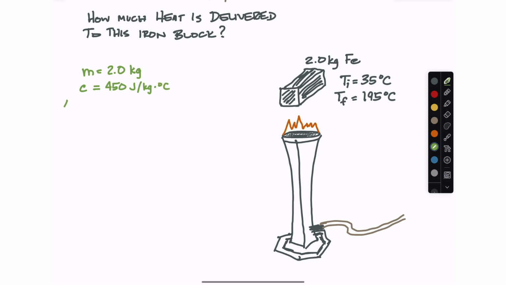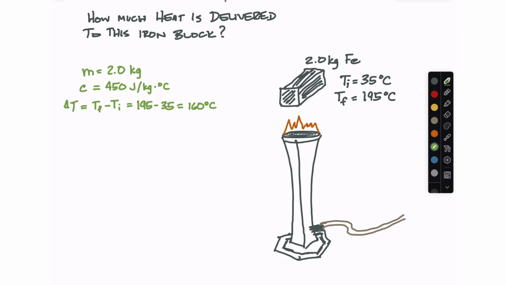The temperature change. Let's look at how you find temperature changes. So when you're finding the change of anything, it's always the final minus the initial. So for this, we'll take the final temperature, subtract the initial temperature, and get 195 minus 35, and that would give us 160 degrees Celsius.